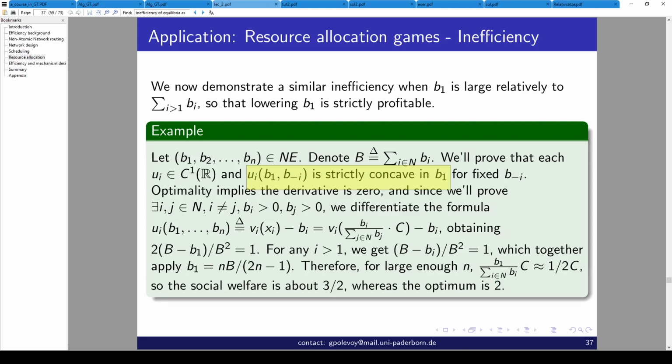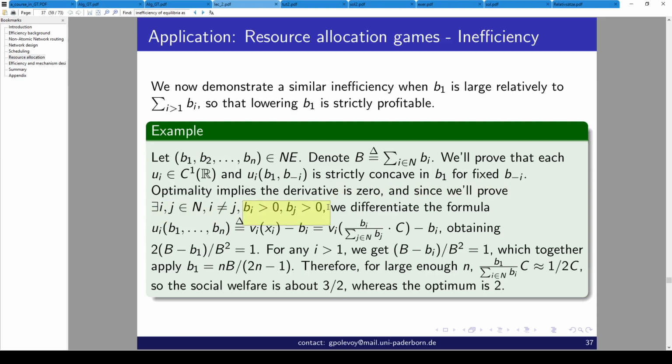Since we started with an equilibrium, it means that every player reacts optimally to what the others do. Now, the derivative is therefore 0, and since we know that at least 2 players have to play positively in equilibrium, that's something we'll prove later. It's also an exercise at the end of the chapter in the book.